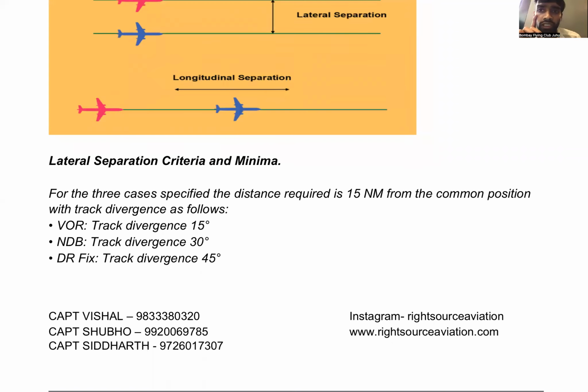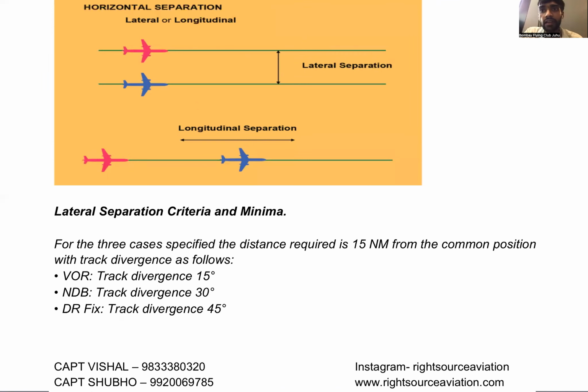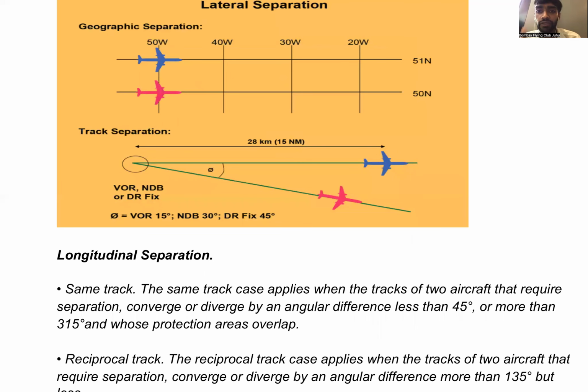So for the three cases, first we'll see the horizontal traffic separation. In horizontal traffic separation, the first method is lateral separation, that is, for the left and right aircraft, how should the difference be? It says that if an aircraft is flying and using navigation equipment such as VOR or NDB, then the aircraft would be separated 15 degrees apart.